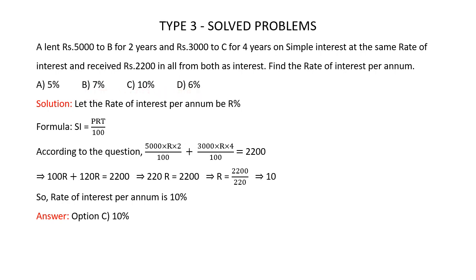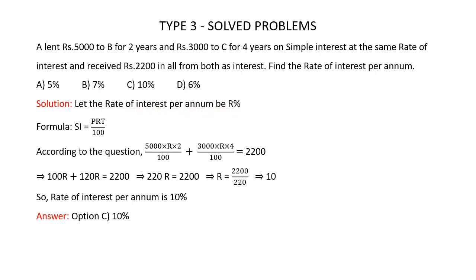So as you can see here, the sum of the simple interest in both the cases is given in this question. And we are asked to find the rate of interest per annum. Now it's given that A lent rupees 5,000 to B for 2 years and he lent rupees 3,000 to C for 4 years on simple interest at the same rate of interest. So the rate of interest per annum for B and C is the same. So let the rate of interest per annum be R%.